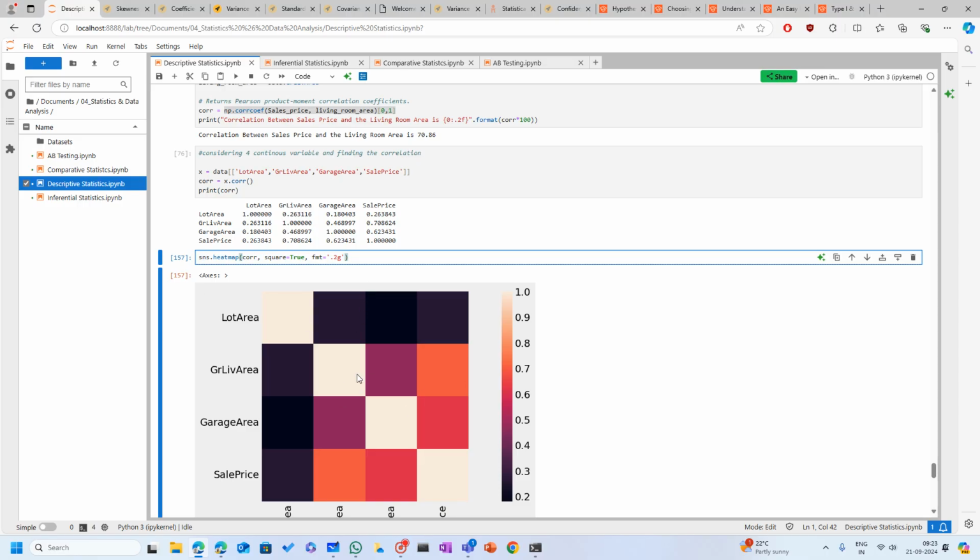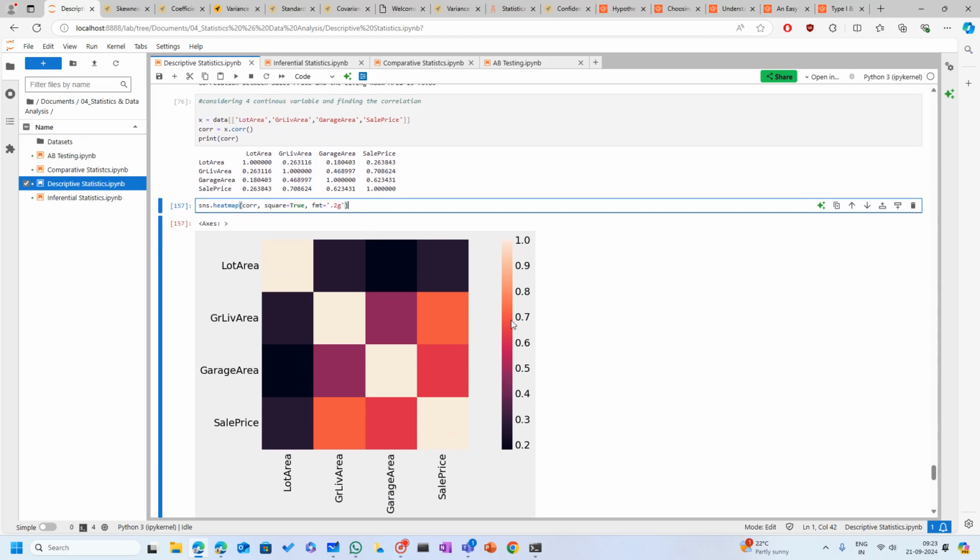Okay, so here you can see the ground living area with the sale price is showing a value of 0.7. This is one of the questions asked: what is the range of correlation used in data analysis? Quick answer is -1 to 1. It could be negatively correlated, it could be positively correlated. It goes from -1 to +1. In this case, ground living area is positively correlated, 70% of the time.